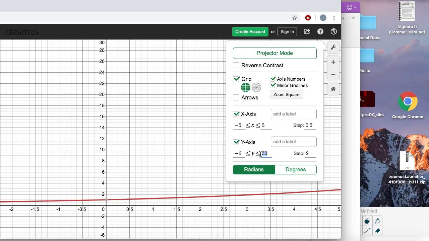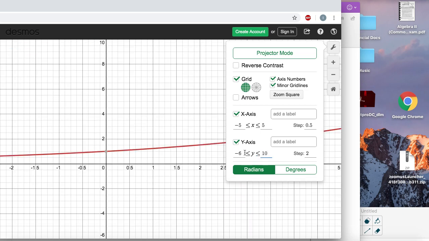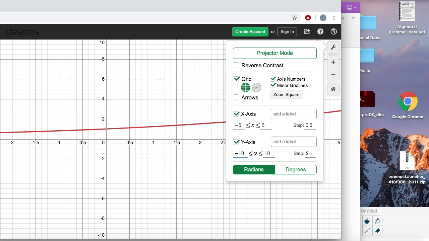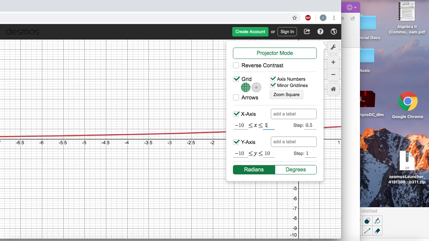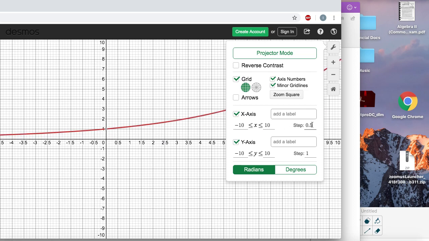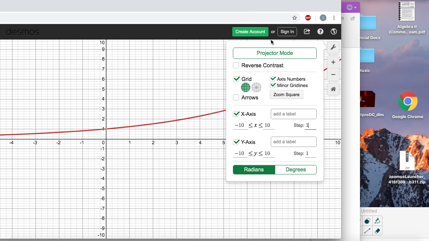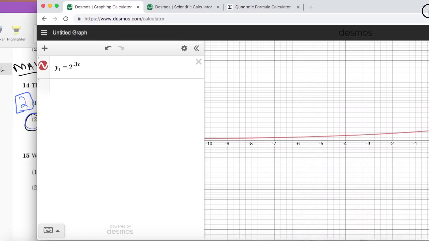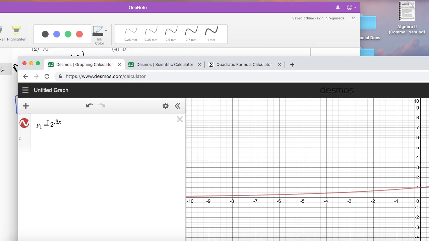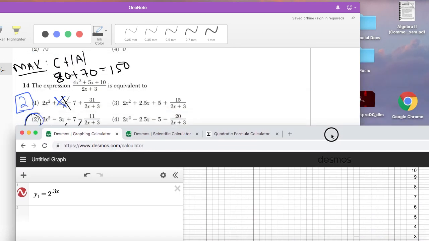I'm going to change this just to go from negative 10 to 10. Step 1, and from the x-axis we'll do the same thing, so we could see the growth and decay pattern. And we could see it's a growth function. It's not a fast growth, but it's a growth nonetheless. You could also use tables. Now I'm going to go and look at the next one. So y2, so that's growth. They wanted the one that's decay.